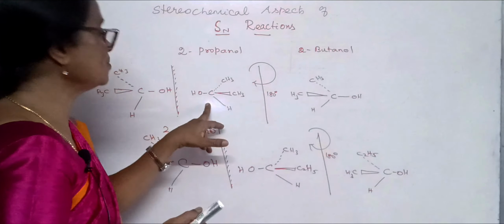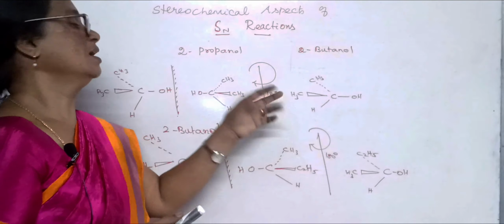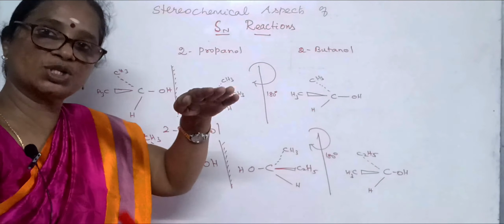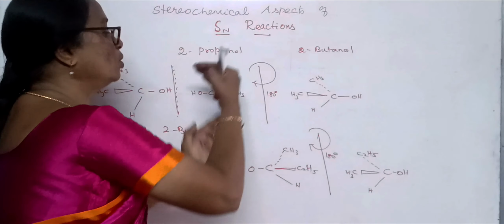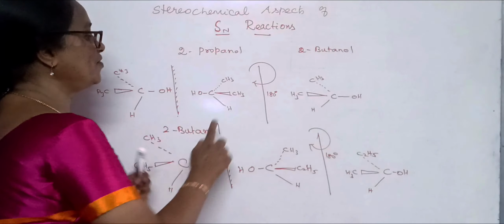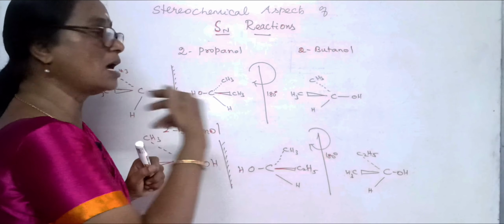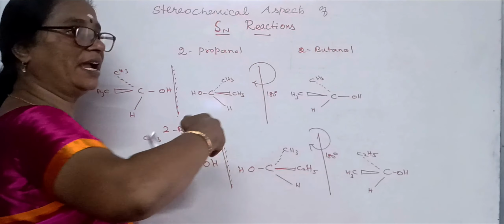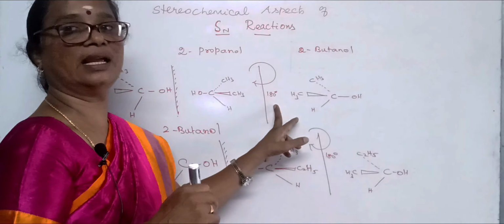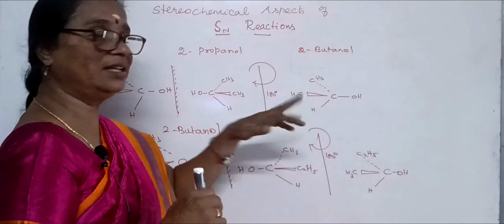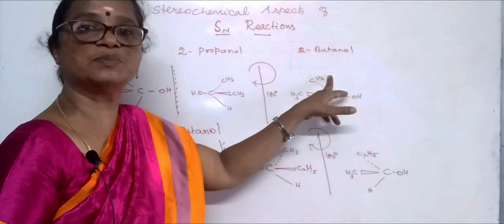But when this mirror image is rotated through an angle of 180 degrees, the group which is lying above goes down and the group which is lying below goes above the plane. So when we do that 180 degree rotation, you can find this is the wedge shape and this is the dashed one. The wedge shape is toward the observer, and the dashed line is just behind the plane. So when I rotate this molecule by 180 degrees, the group from behind goes to the observer and the other one goes behind.